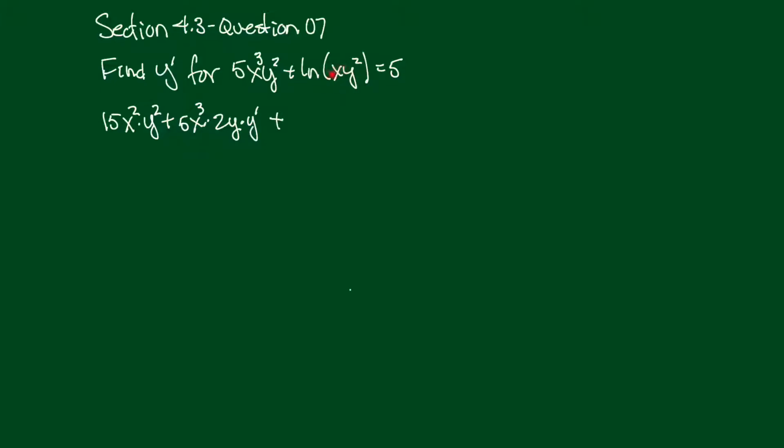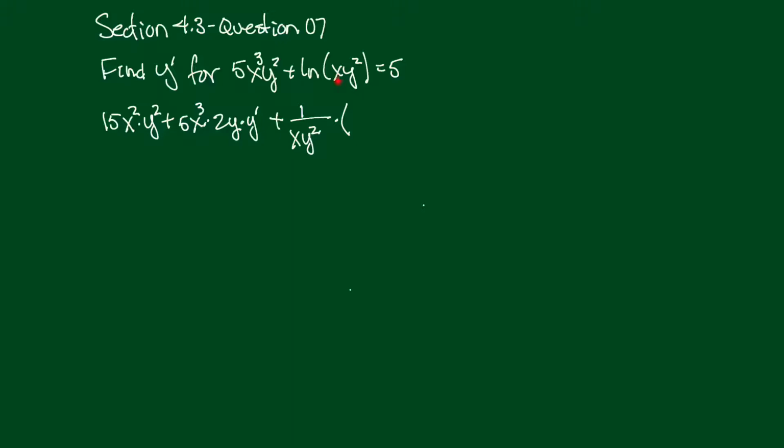Now this is a log function. We know how to differentiate log functions. It's 1 over the argument times the derivative of the argument. So 1 over the argument is going to be 1 over xy squared times the derivative of the argument. Now the argument's a product, so we'll use the product rule. So I'll use parentheses here.